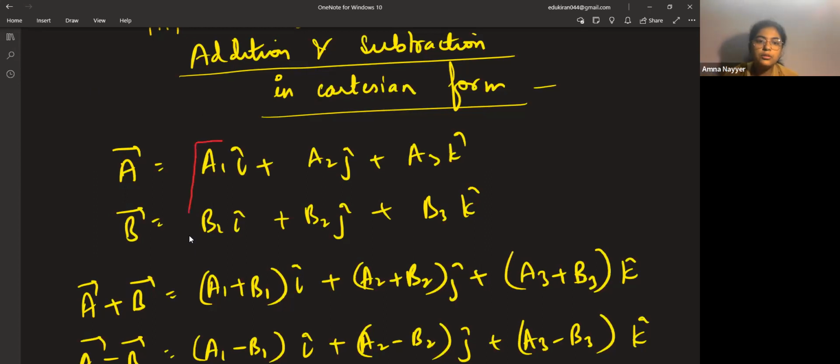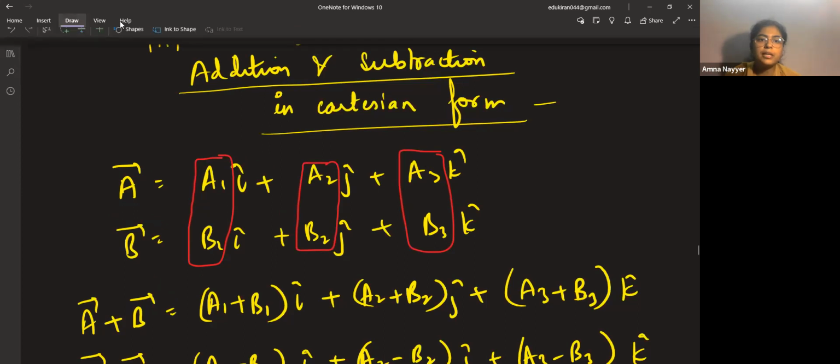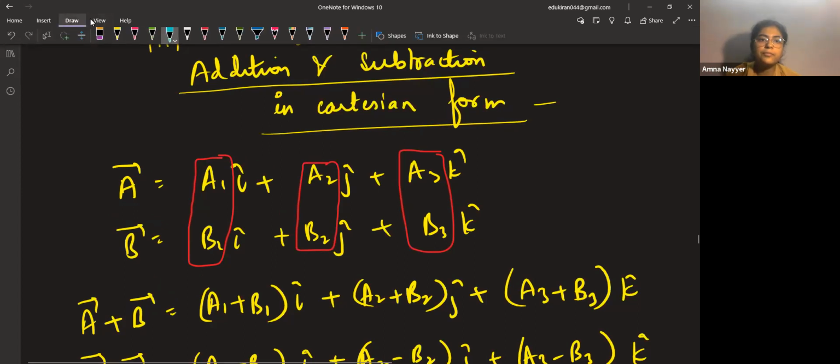These two get added together, these two get added together, these two get added. A1 plus B1 with the unit vector i cap. A2 plus B2 with the unit vector j cap. A3 plus B3 with the unit vector k cap. You subtract these, you will get the subtraction answer. You add these, you will get the answer of addition. For example, let me discuss.